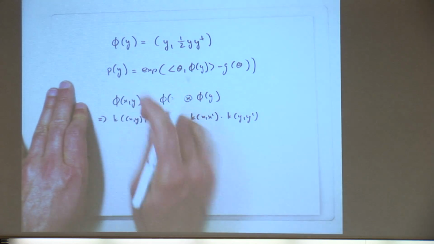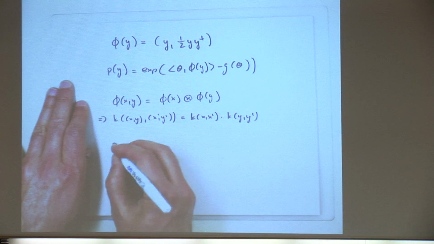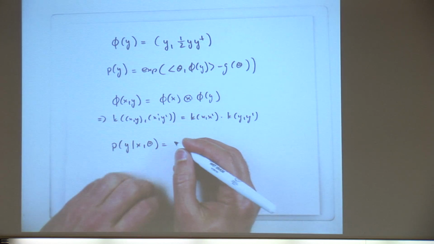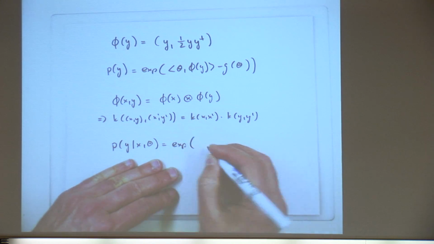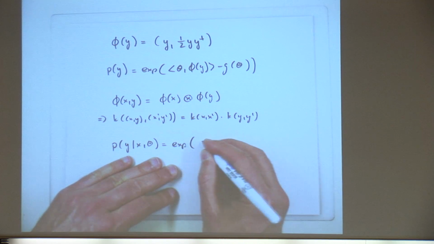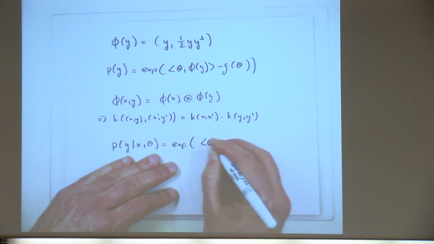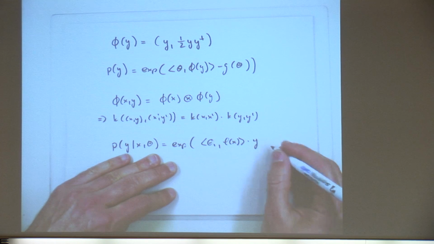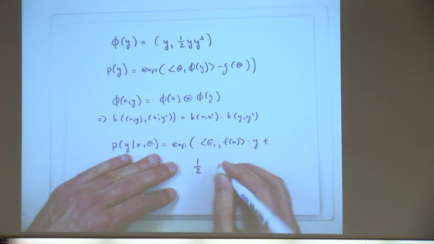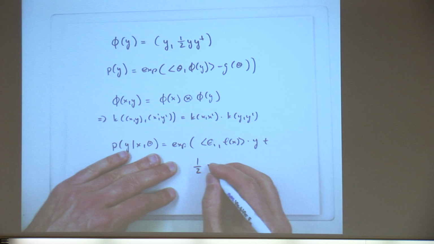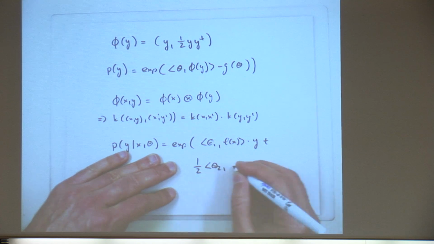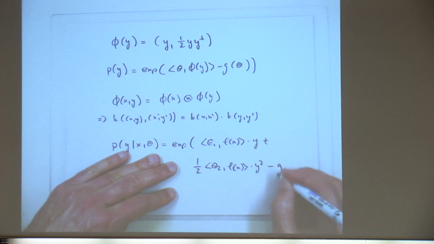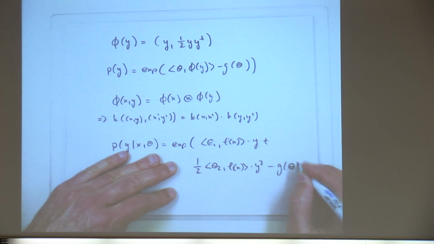Now, plugging this into a conditional exponential family model, in other words, if I have p of y given x and theta, that gives me exp of a term which is, let's call it theta 1 dot phi of x times y, plus 1/2, and I'm just doing scalar regression here to avoid a mess in the notation, theta 2 dot phi of x times y squared, minus then some normalization g of theta given x.